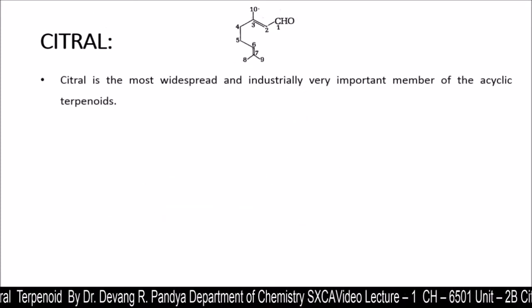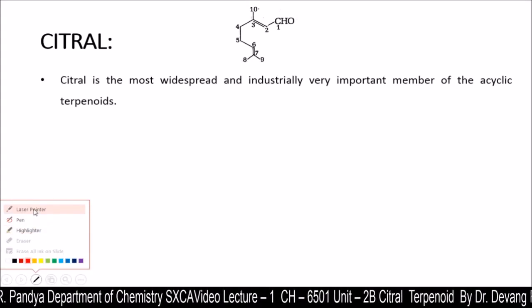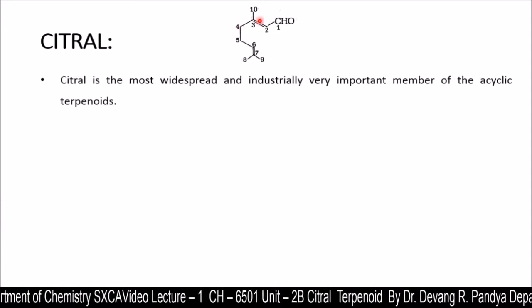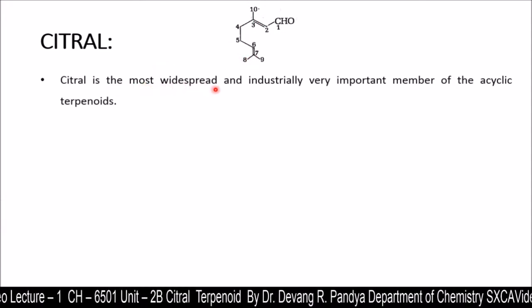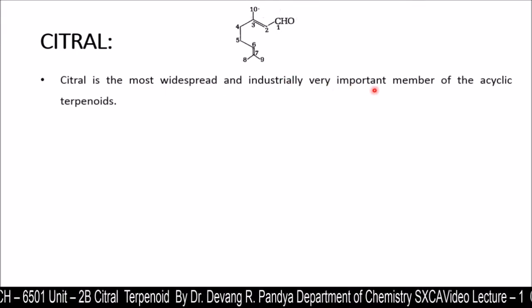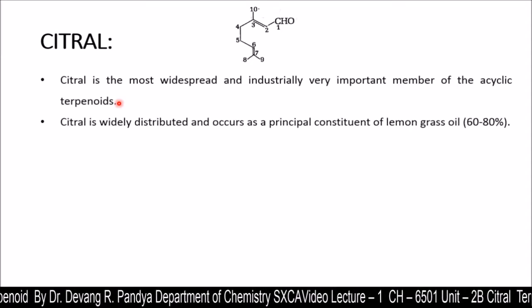Let's begin with the introduction of citral. As you can see, this is the structure of citral. Citral is the most widespread and industrially very important member of the acyclic terpenoids.